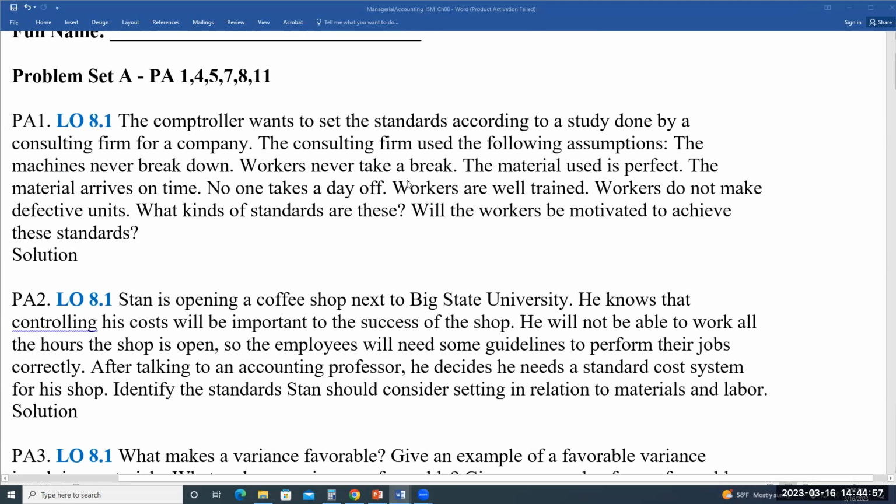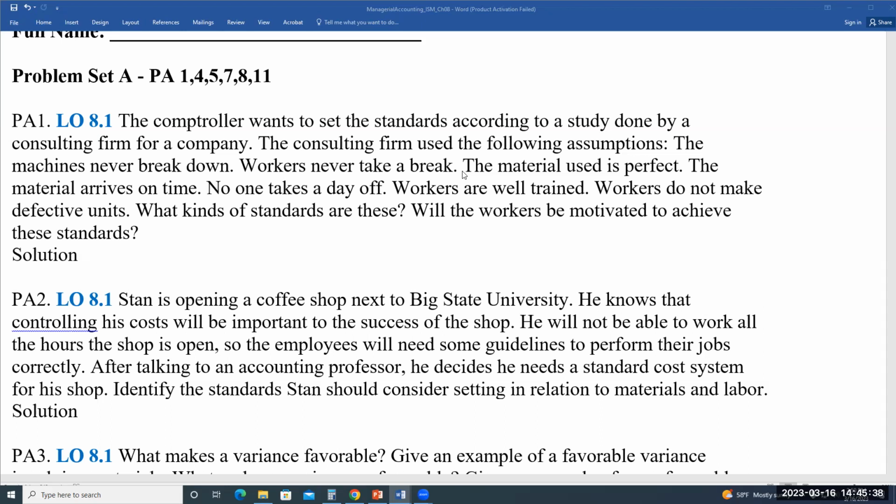Okay, this first one is really just a simple question here. The comptroller, which is somebody that's basically typically in charge of the accounting function, wants to set the standards according to a study done by a consulting firm. These were the assumptions that were used in coming up with these standards. First assumption, the machines will never break down. And the workers will never take a break.